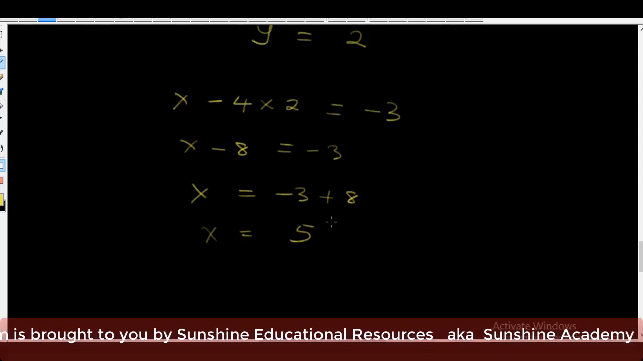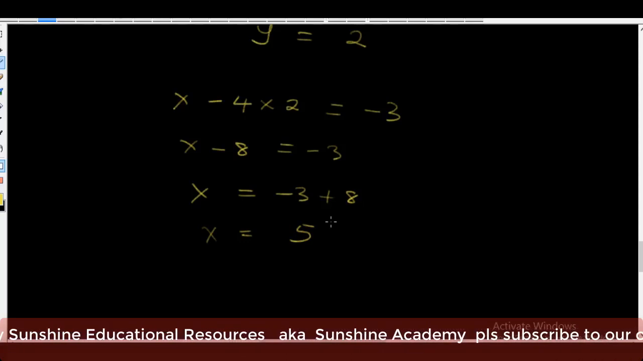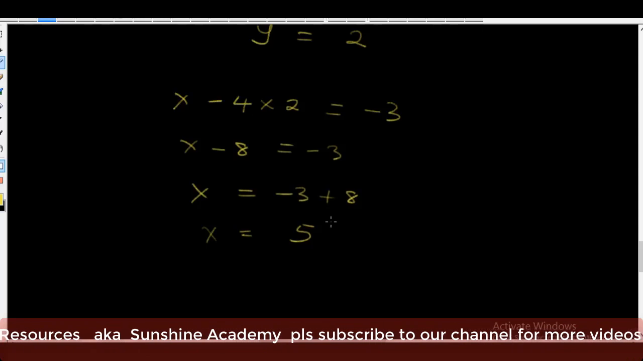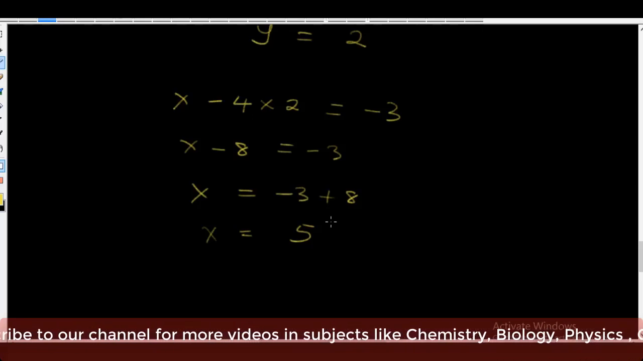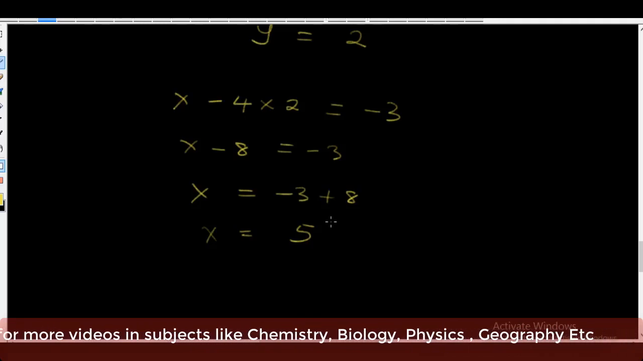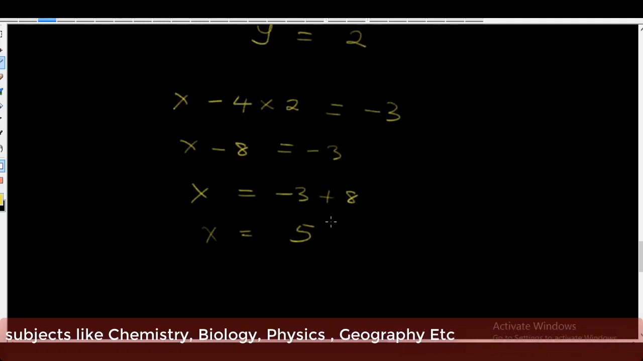So that is it for today. Today we've been able to go through simultaneous equations, how to solve simultaneous equations using the substitution method. In the previous lessons we learned how to solve simultaneous equations using the elimination method. Take your time to practice this and then you will get to understand it more and more.